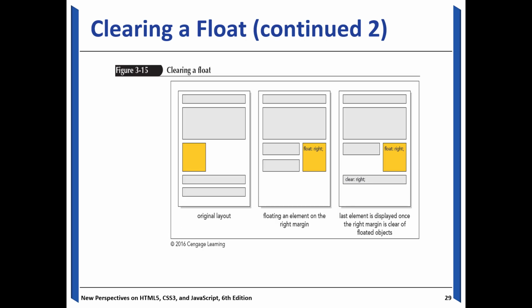Figure 3-15 shows how the use of the clear property prevents an element from being displayed until the right margin is clear of floats. The effect on the page layout is that the element is shifted down and is free to use the entire page.